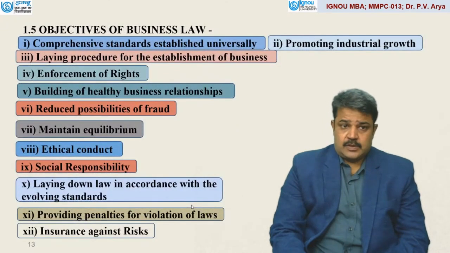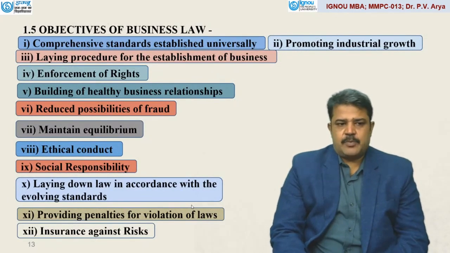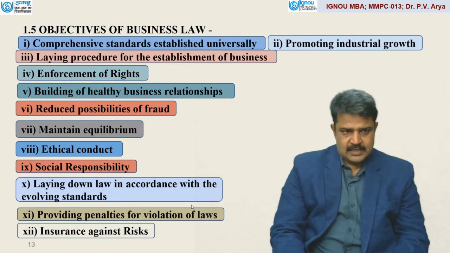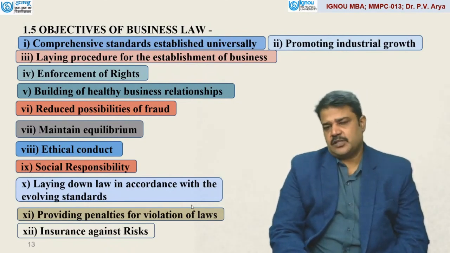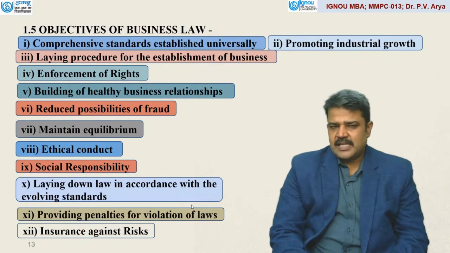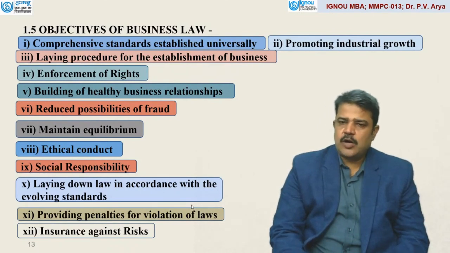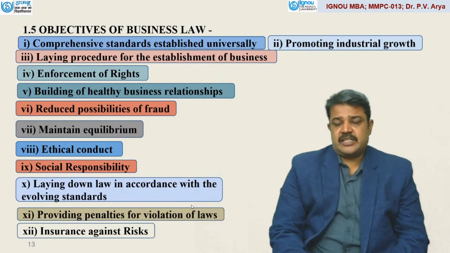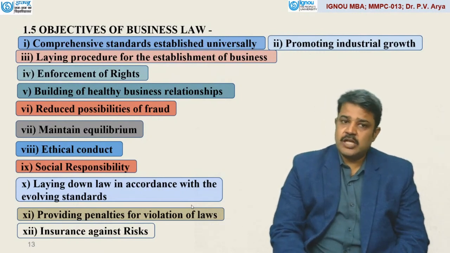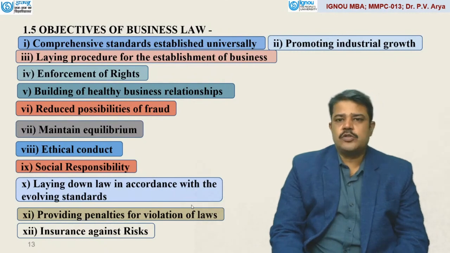Well, what are the objectives? Because we are exploring the entire course on business law, it is important to explore what the objective of business law is. They are basically comprehensive standards established universally. There is no bias. It's the basic idea of any business law. They intend to promote industrial growth. The essence of any business law is to allow smooth conduct of business activity without any interference in a uniform manner. And these business activities in the long run promote industrial growth, which in turn acts as a fuel to the economy of the country.